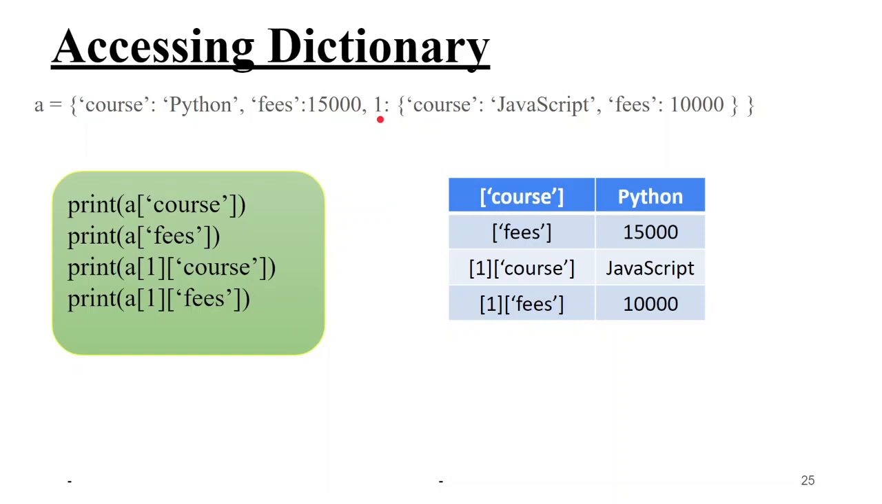So you need to access the elements using two square brackets. The first square bracket indexes the dictionary, and the second square bracket represents the key within that dictionary. So this third statement will print Java, and then the fourth statement again prints the value associated with the fees key, that is 10,000.